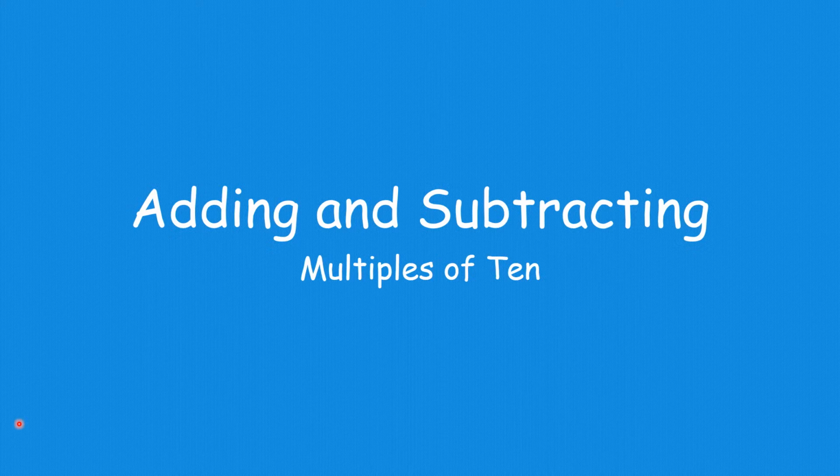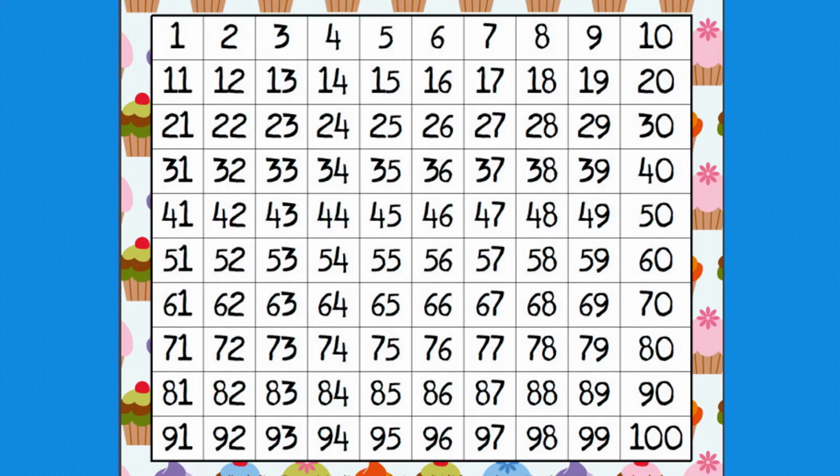Now multiples of 10 sounds kind of scary because you've probably never heard it before, but all it means is numbers that you say when you count by 10. So if we look at our hundreds chart, we can find all of the multiples of 10 right here in this column. So like I said, it's just counting by tens, which means none of our responses today are going to be anything that you find over here. All of our differences and all of our sums are going to be found in this column right here.